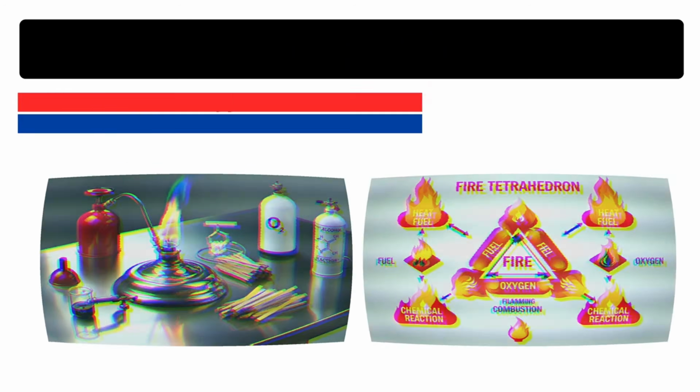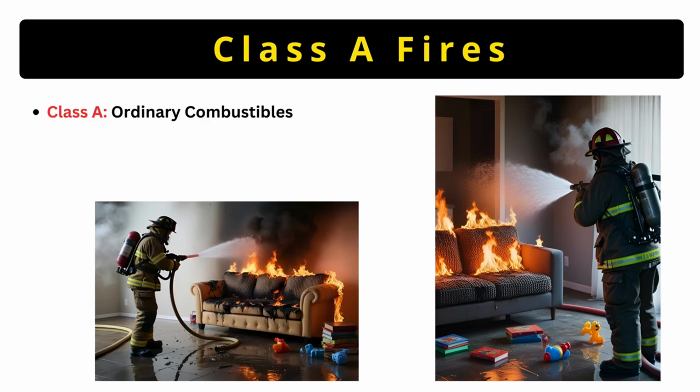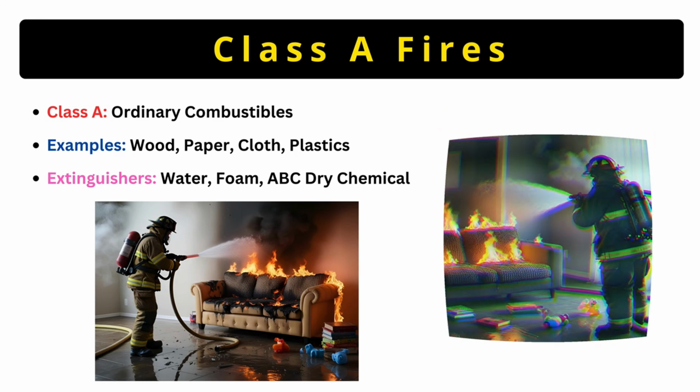Let's explore them. Now, we will talk about Class A fires. These involve ordinary combustible materials like wood, paper, cloth, and most plastics. These are the most common fires you might encounter in homes or forests. To put them out, you can use water, foam, or ABC dry chemical extinguishers, as these methods cool the flames and remove heat from the fire tetrahedron.